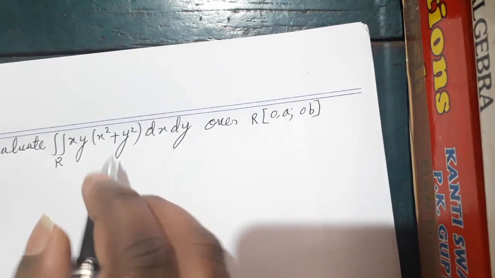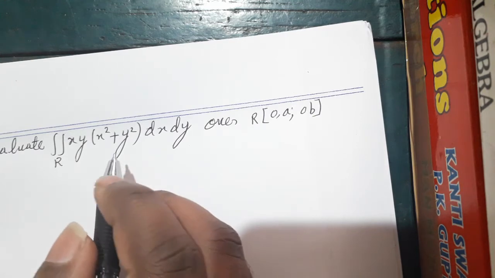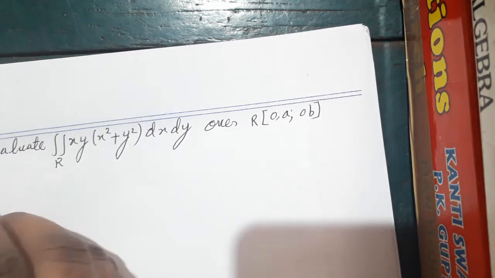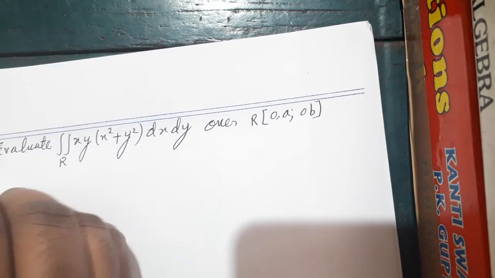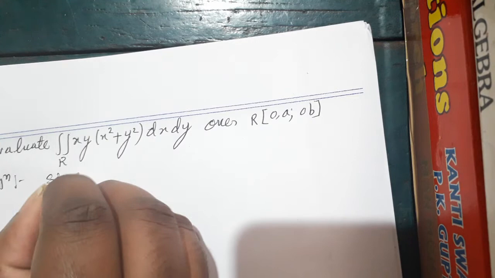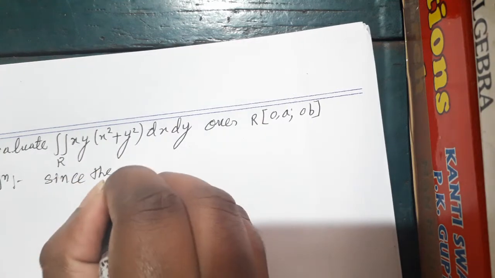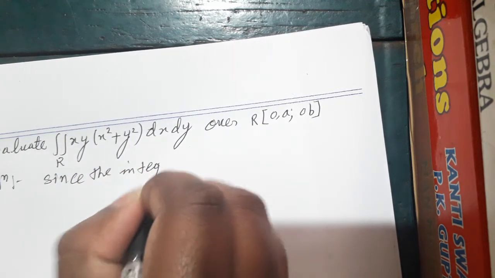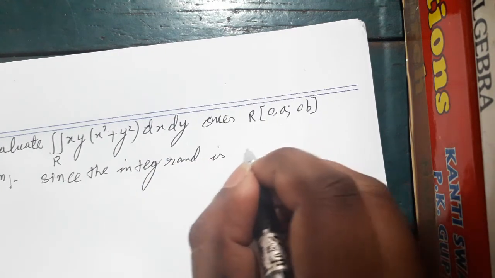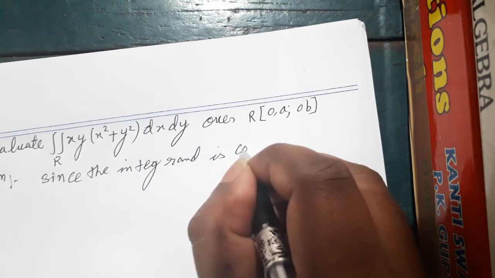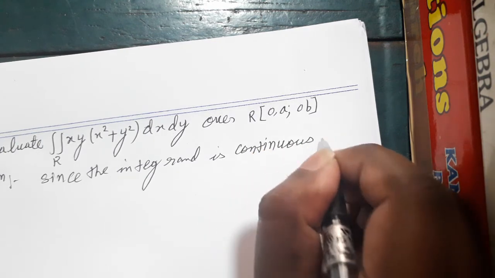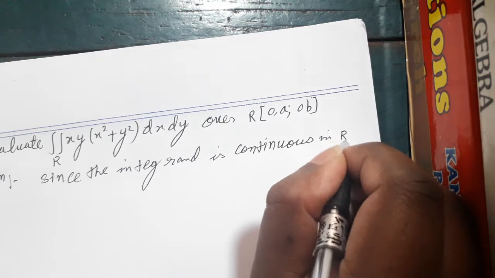Okay, and we can see that this function is continuous in R. Okay, the function is continuous in R. Solution of this: since the integrand is continuous in R, that is the domain.